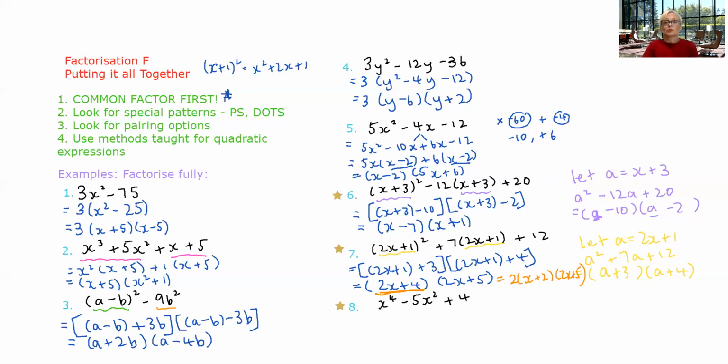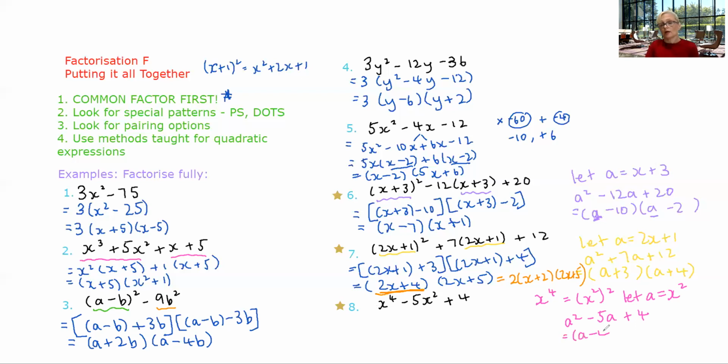All right, last one. Let's have a look at this expression here. X to the 4th minus 5x squared plus 4. Well, x to the 4th is really x squared squared, isn't it? So if I call a x squared, what I've really got here is a squared minus 5a plus 4. X squared squared minus 5x squared plus 4. So we've got a quadratic, but in x squared, in essence.